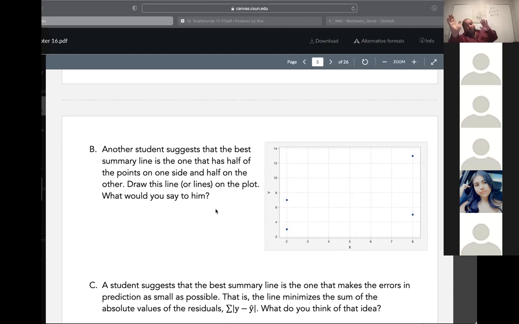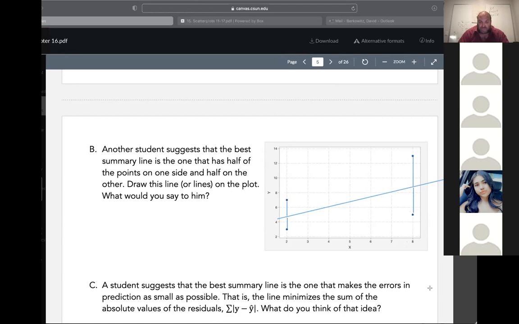So one person says, oh, I have an idea. Let's do a little more math. Let's draw a hypothetical best fit line. Okay, I say this is the best fit line. What this student suggests is as follows. Calculate all of your residuals. There's going to be 4 residuals here, right? That one, and that one. 4 residuals.